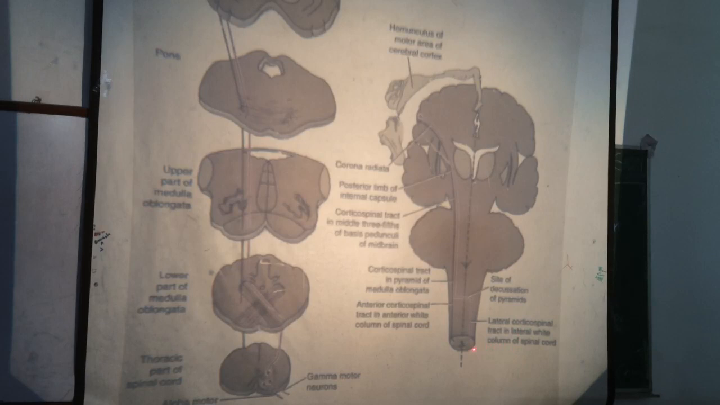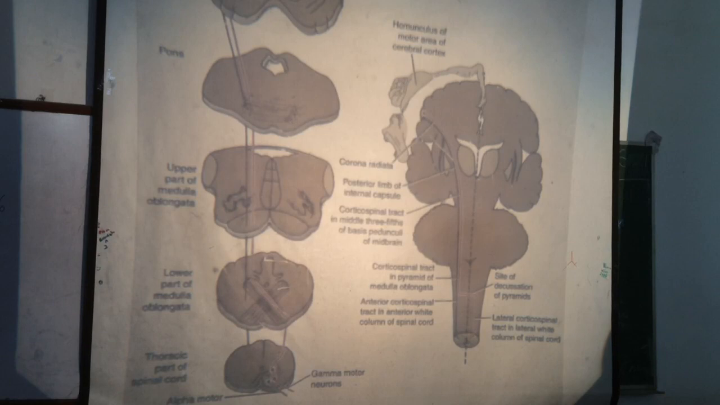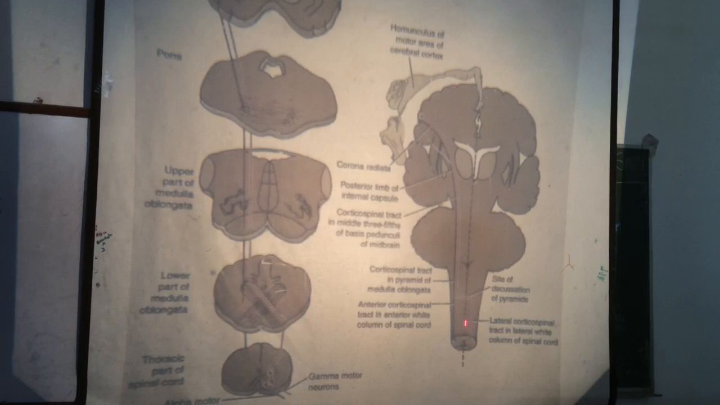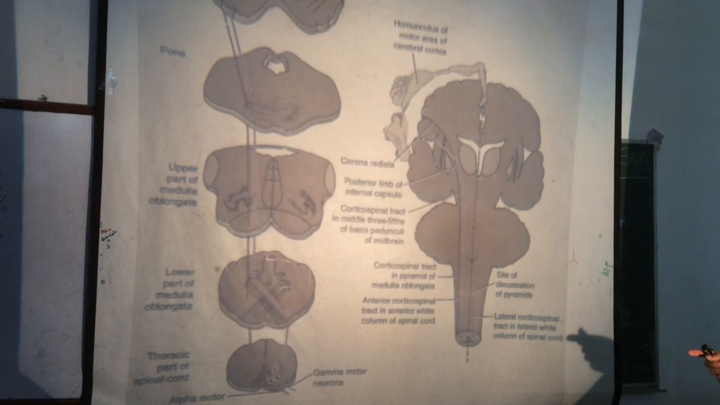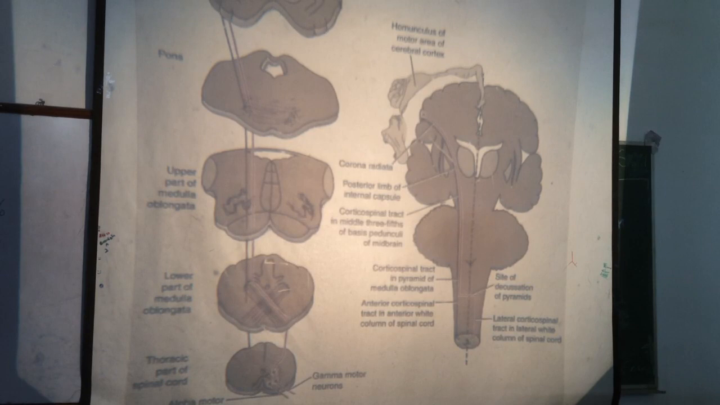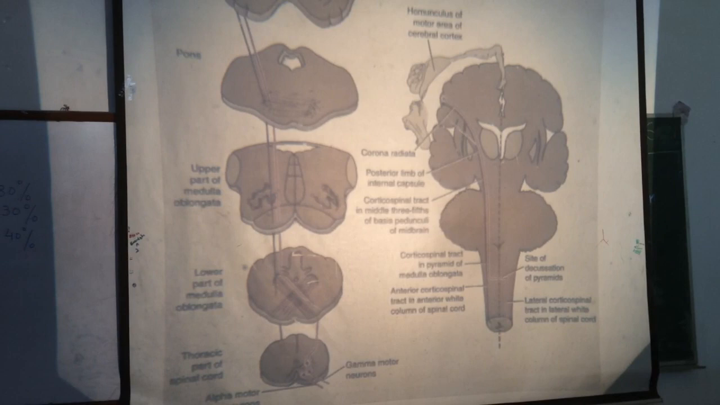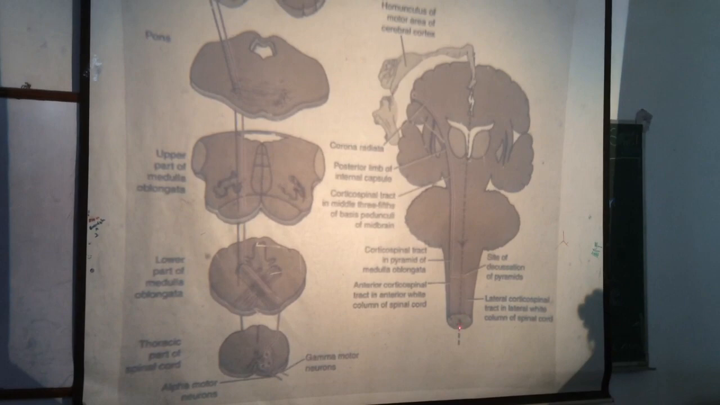The 20% of fibers that don't cross over enter the anterior white column of the spinal cord to form the anterior corticospinal tract. So uncrossed fibers enter the anterior white column to form the anterior corticospinal tract, while the 80% of fibers which cross over form the lateral corticospinal tract.